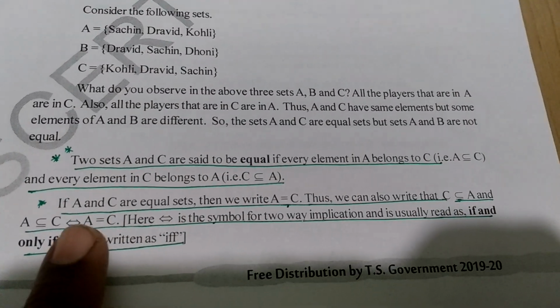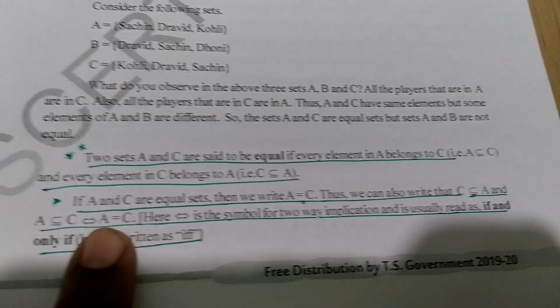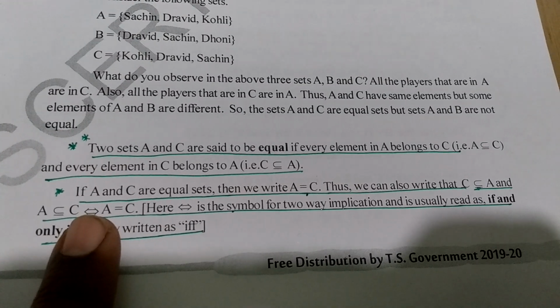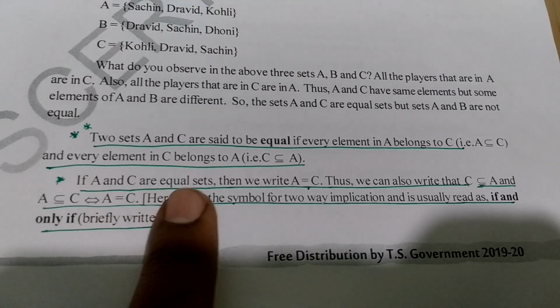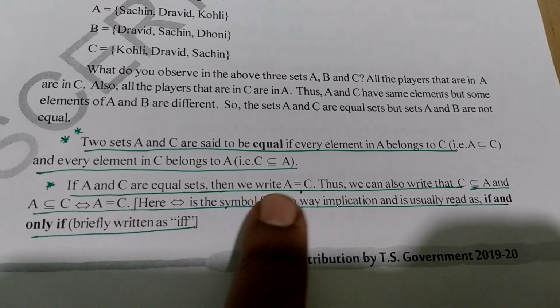Okay, now here they give one note. Under the note, you have to remember all these points. If A and C are equal sets, then we can write A equal to C.